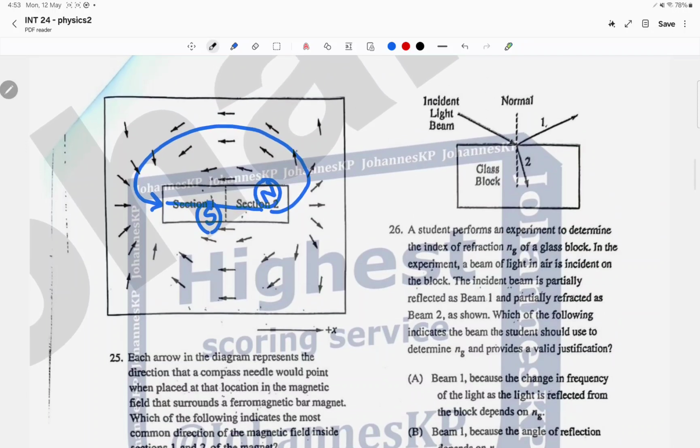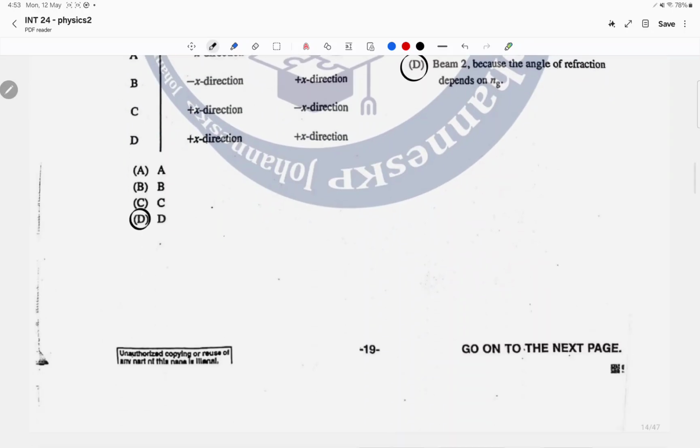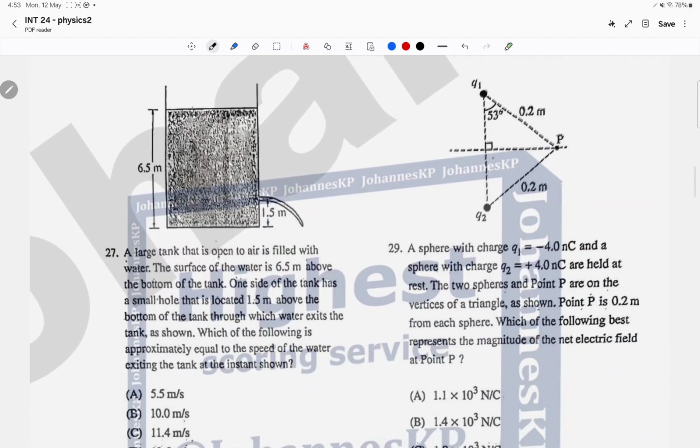26. You want to find the index of the glass. Some of the light reflects, which is beam 1. Some of the light refracts, which is beam 2. You want to find NG. So which one do you use, the reflected or the refracted? Snell's law, does it care about the reflected? No. Never. So it's not beam 1. It cares about beam 2. Does the frequency change by changing the medium? D. Smart. 27, we couldn't care less about it.